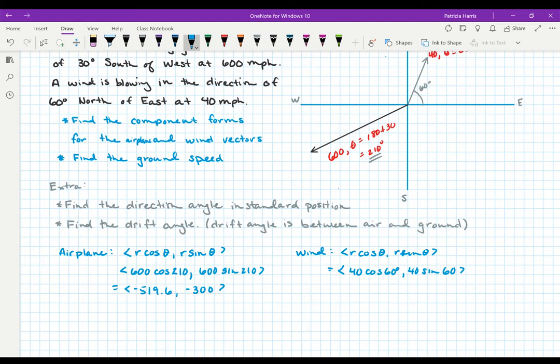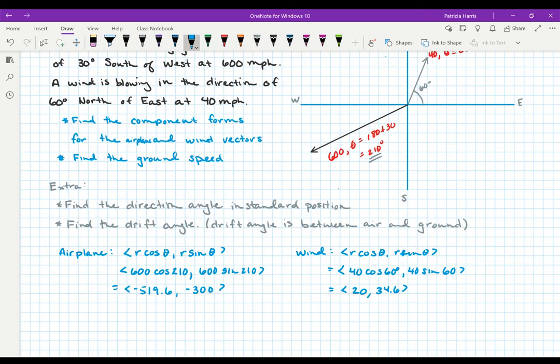Okay, let's do the wind. And then I get 20, and then 34.6. Again, your wind vector is in the first quadrant. Both of your components are positive, so that would put you in the first quadrant.